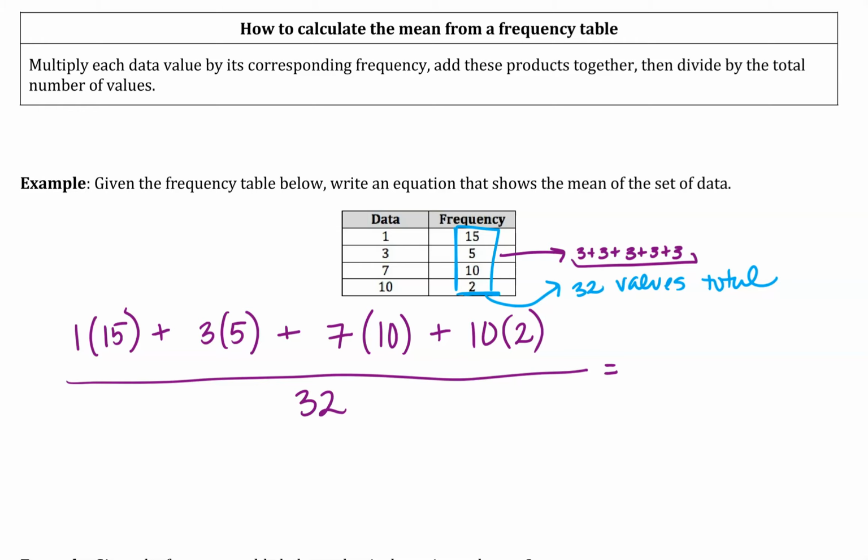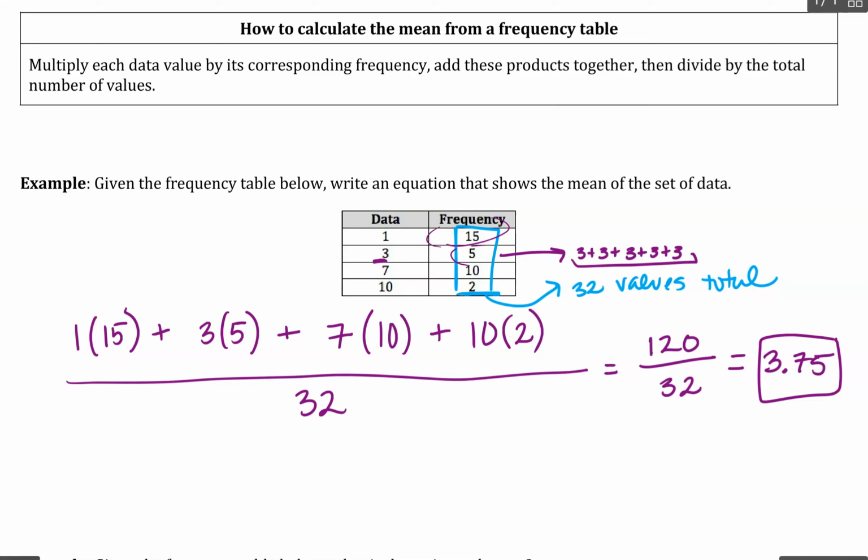Now let's actually find it. On the top here we get 120 as the sum of all of our data, divided by 32, which is how many data points we have. And when we do that calculation, we get that our average value of data is 3.75. So that lives just around here or so, which makes sense because we have a lot of 1s, we have some 3s, some 7s, and then we have a few outliers around 10. So our average value is 3.75.